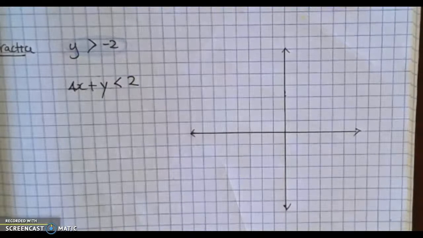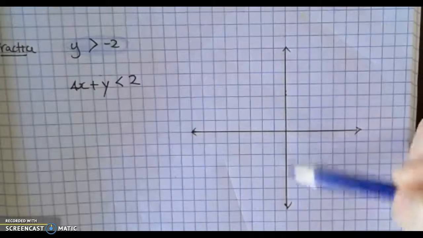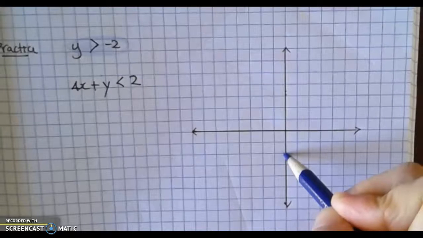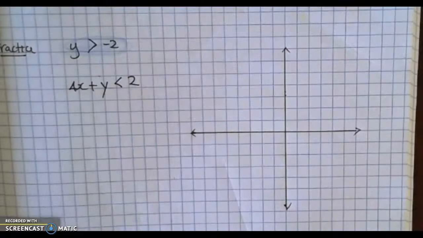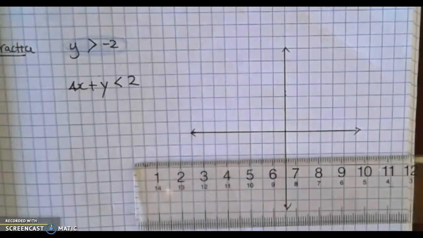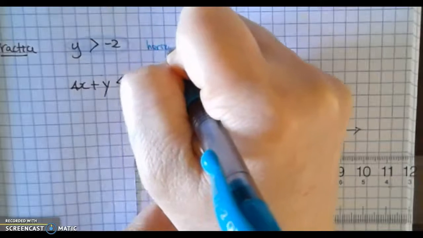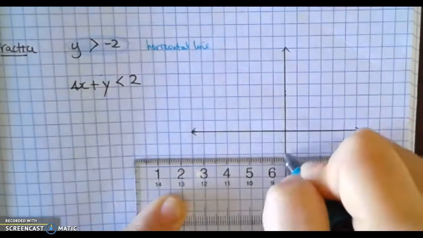First question: is this going to be a horizontal line or a vertical line? Because we're talking about the y value being -2, when is the y value -2? The y value is -2 here. What about this point? It is also -2, and so on and so forth. So it's this line. That's going to be a horizontal line that goes through -2.